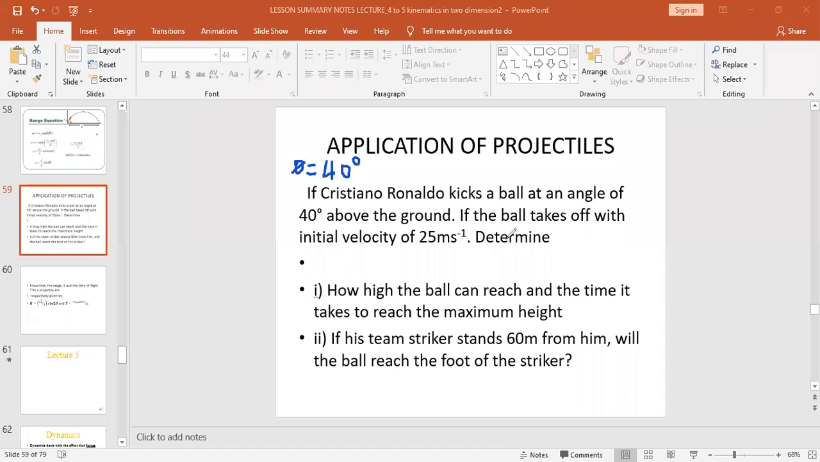Okay, if the ball takes off with initial velocity V naught of 25 meters per second, determine how high the ball can reach and the time it takes to reach the maximum height. So we have to find S maximum, X maximum, and then T maximum. You are going to find that for me and give me the answers. Find X maximum and then T maximum with the formulas we just proved.